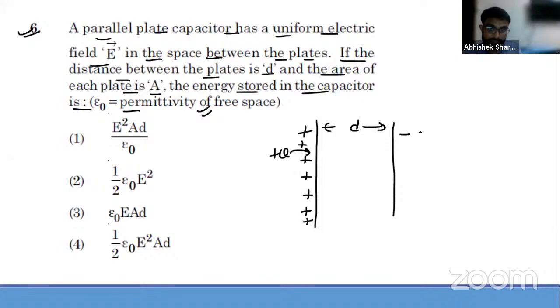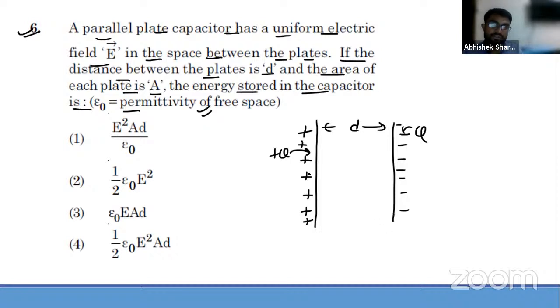This is having the negative charge minus q everywhere. This is plus q here. This is minus q here. Got it? All of you. Right?